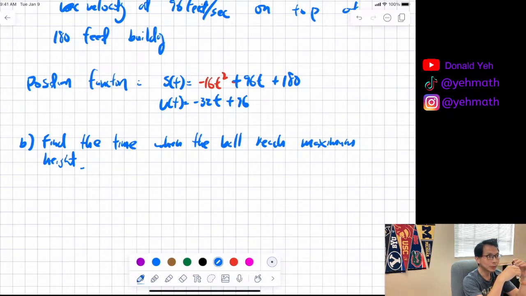Corbin? Would you set the velocity equation equal to 0? Why? Because when the velocity is 0, that means it's reached maximum height and it hasn't come back down yet.